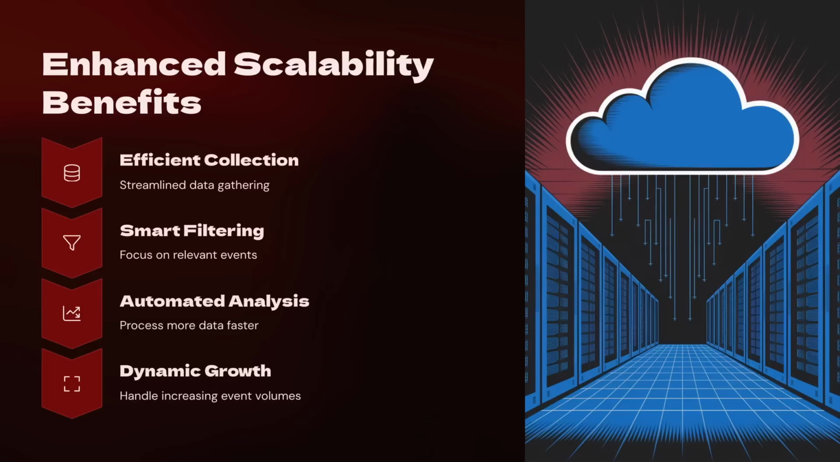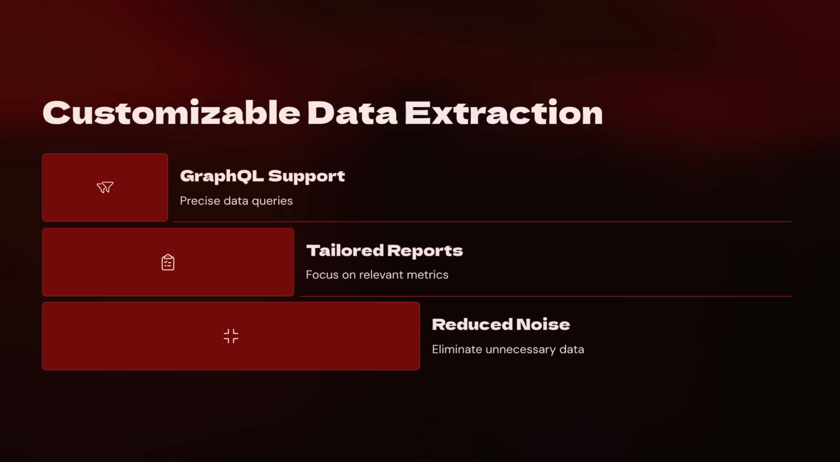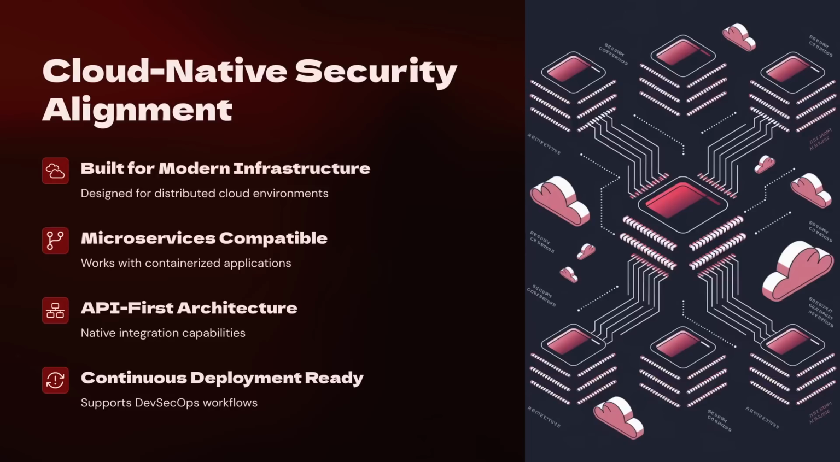Improved threat containment. By integrating SIEM capabilities directly into the SASE framework, organizations can detect and contain threats at the web proxy level, preventing them from reaching endpoints. Enhanced scalability. API-driven integration allows more efficient data collection and analysis, enabling organizations to handle the increasing volume of security events generated in cloud-native environments.